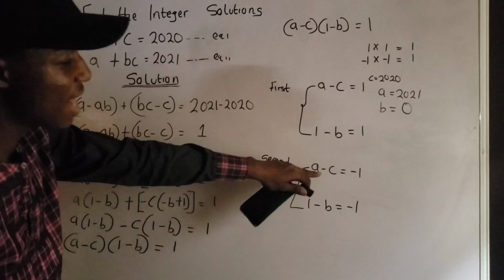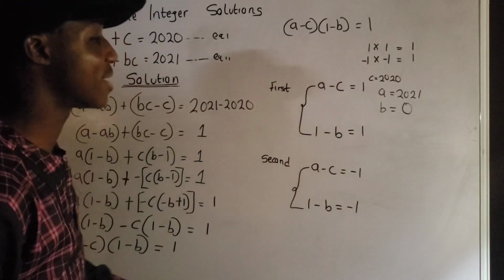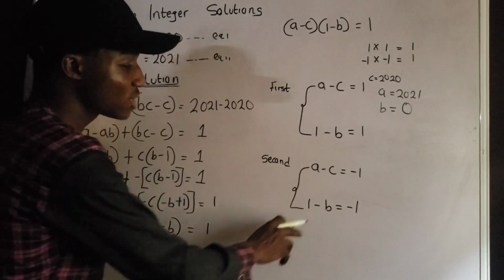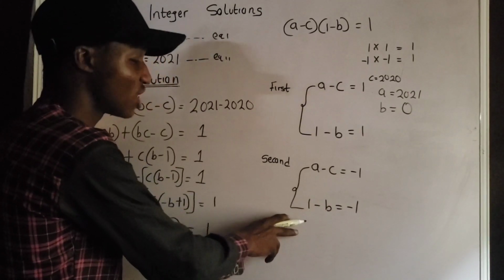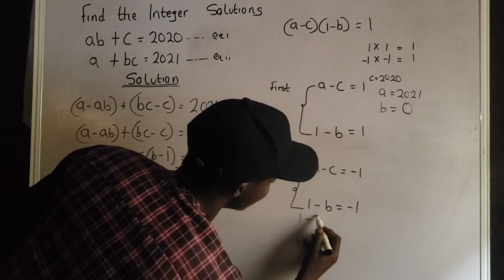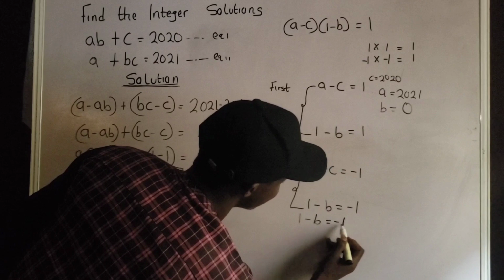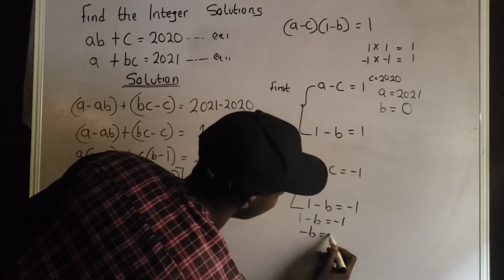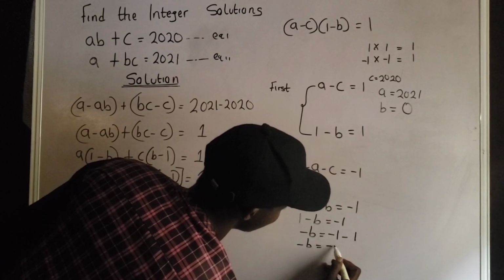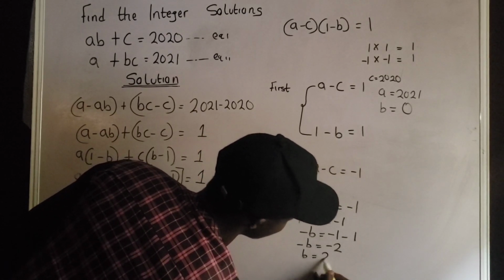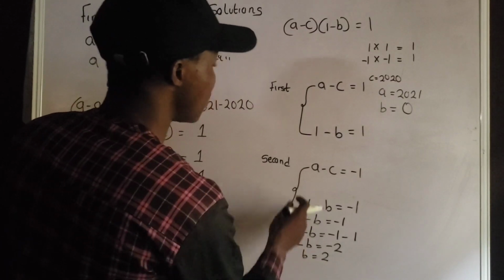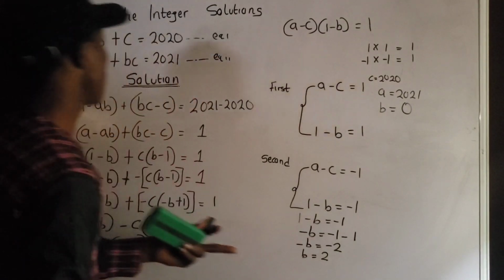We have a minus c is equal to minus 1, and 1 minus b is equal to minus 1. Let us make b the subject of the relation in this equation. So I'm going to have 1 minus b is equal to minus 1, minus b is equal to minus 1 minus 1, minus b is equal to minus 2, b is equal to 2.